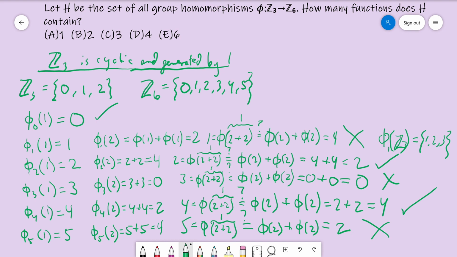So we end up with 1, 2, 3 homomorphisms. So the answer is C, 3.